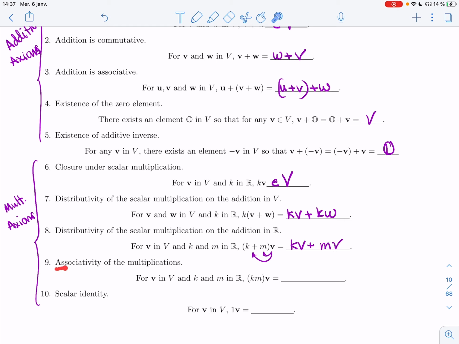The multiplications must be associative. Here I have two different types of multiplication. I have multiplication of real numbers and then scalar multiplication on V, but I could see it in a different order. I could do one scalar multiplication by multiplying V by M, and then afterwards multiply whatever I get by K.